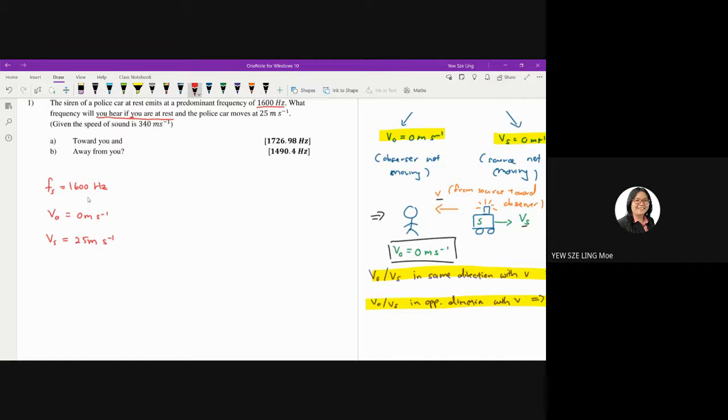Okay, so even though it is moving, the actual frequency is still 1600. It just tells you that if the police car is not moving, this is the frequency observed. So the frequency observed when the source is not moving, that is the real frequency.